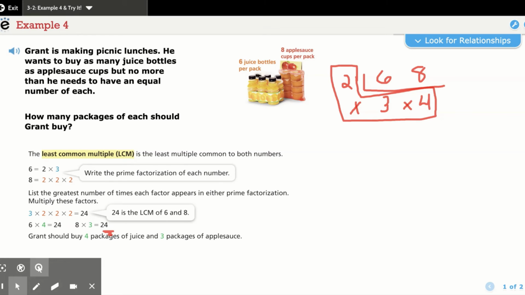If they just asked how many of each he should have in order to have an equal number of each, then you could say 24 of each, but they want to know how many packages we could buy. So that's why you have to take another step of dividing the least common multiple by how much they had per package. So you're going to try one very similar to this now.